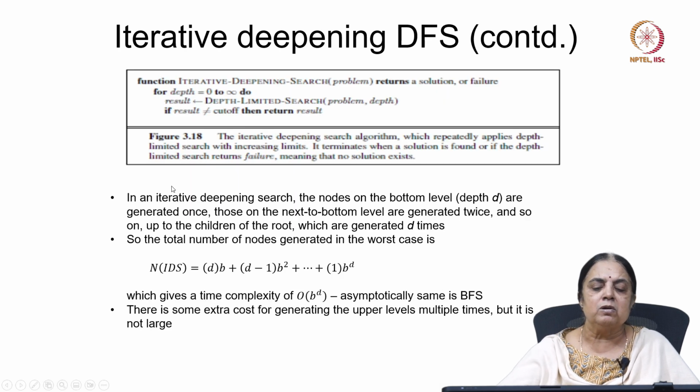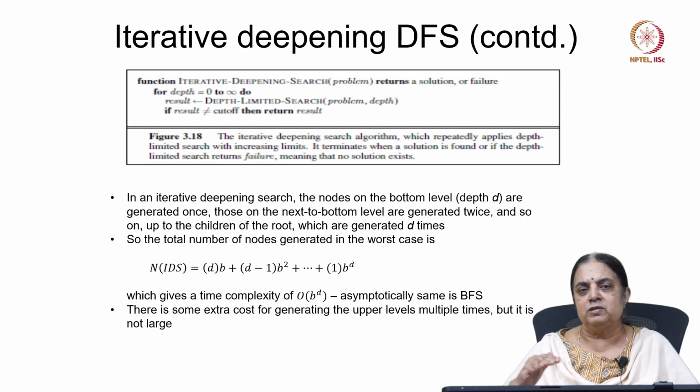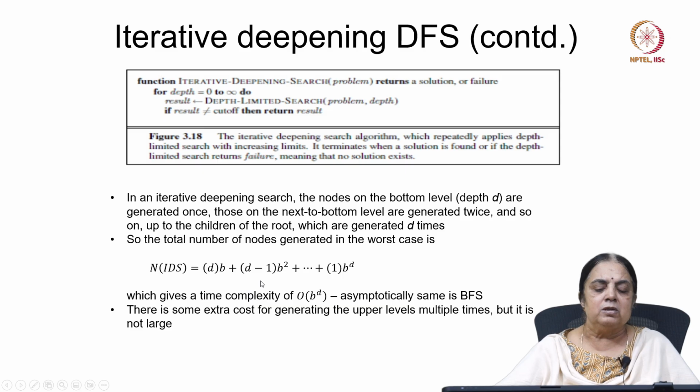We can see here this gives the total number of nodes. The nodes at the bottom level, that is at depth d, are expanded only once generally, and it goes backwards in that way. So at the bottommost level, level d, the number of nodes is b to the d, but it is generated only once.